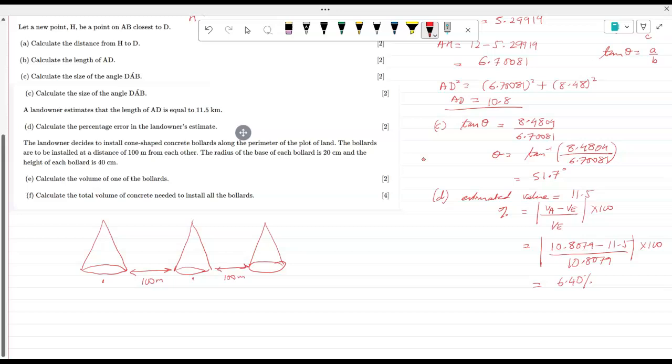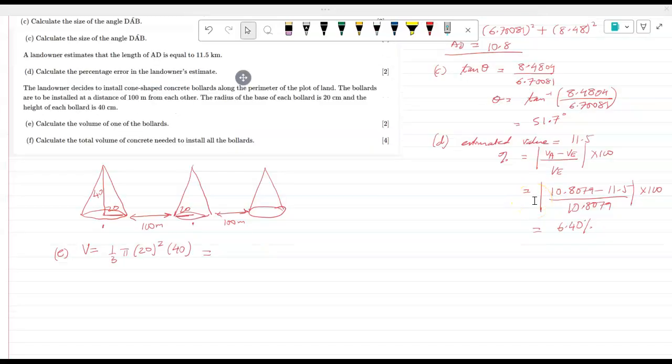It's not very clear. The radius of the base of the bollard is 20, and the height of the bollard is 40. Calculate the volume of one bollard. Volume V equals 1/3 pi 20 square into 40. Whatever it comes out, that seems quite a big number though. So this is centimeters. What is the answer? Just give me a calculator.